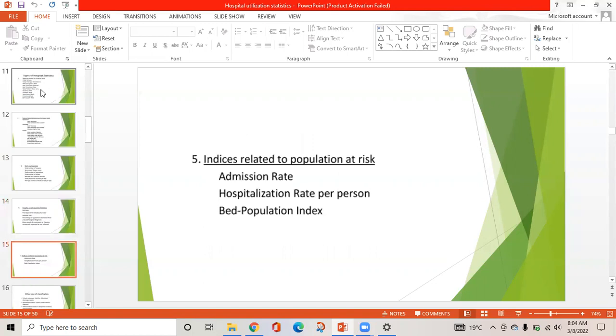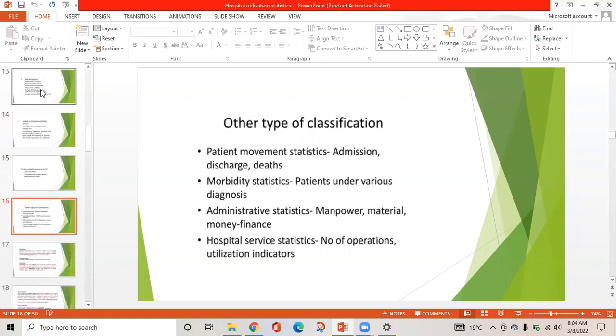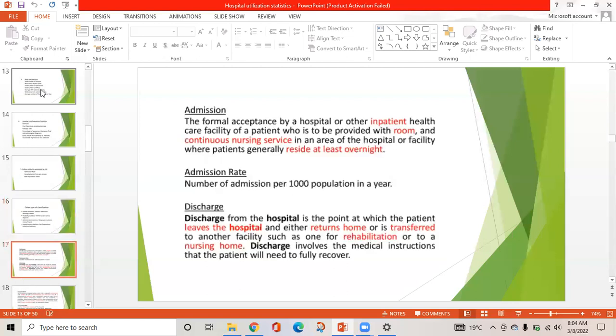Indices related to population at risk. This is the fifth type, in which are included admission rate, hospitalization rate per person, and bed population index. Other types of classification include patient movement statistics, and morbidity statistics, which includes patients under various diagnoses, administrative statistics, manpower, material, money, finance, hospital service statistics, number of operations, and utilization indicators.